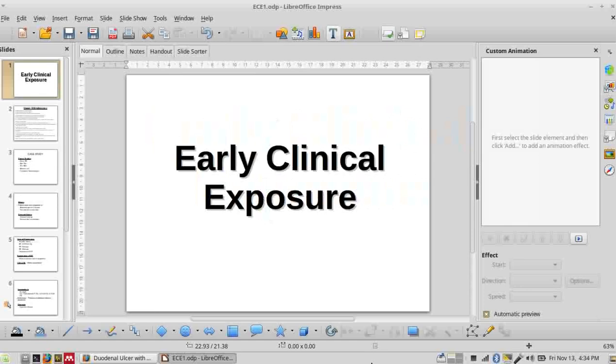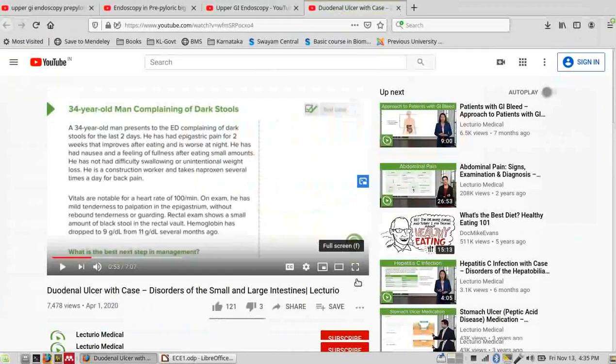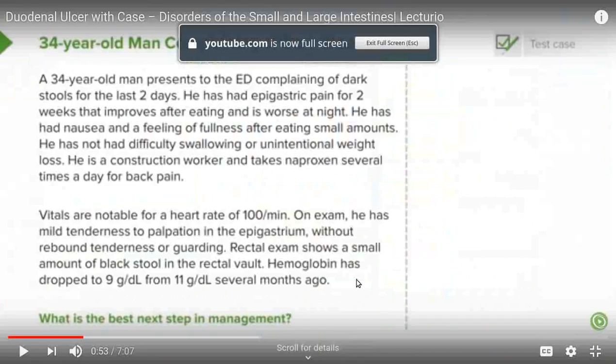Hi everyone, moving on to the next EC topic. This EC is done in a classroom setting with the help of one or two case charts and a video. Okay, first I'll show a case chart. So this is the chart.